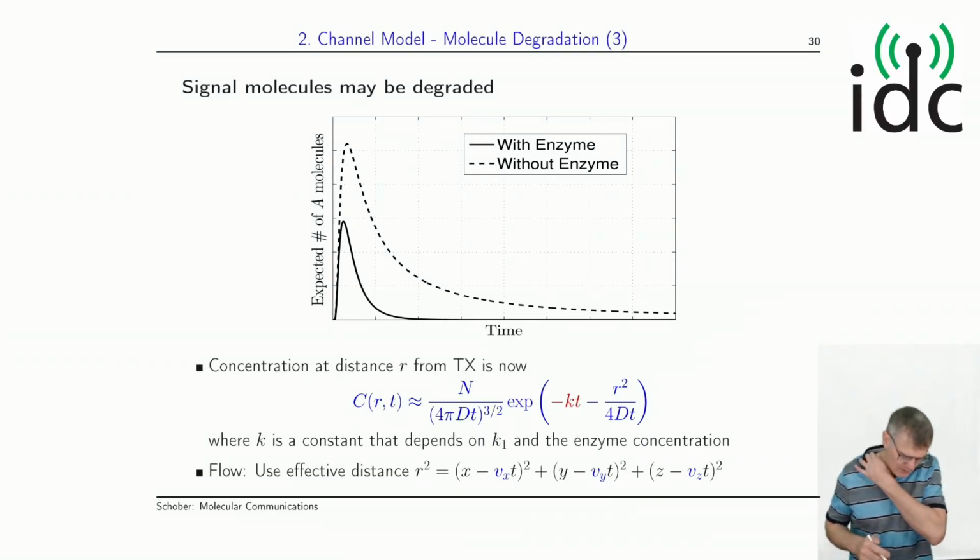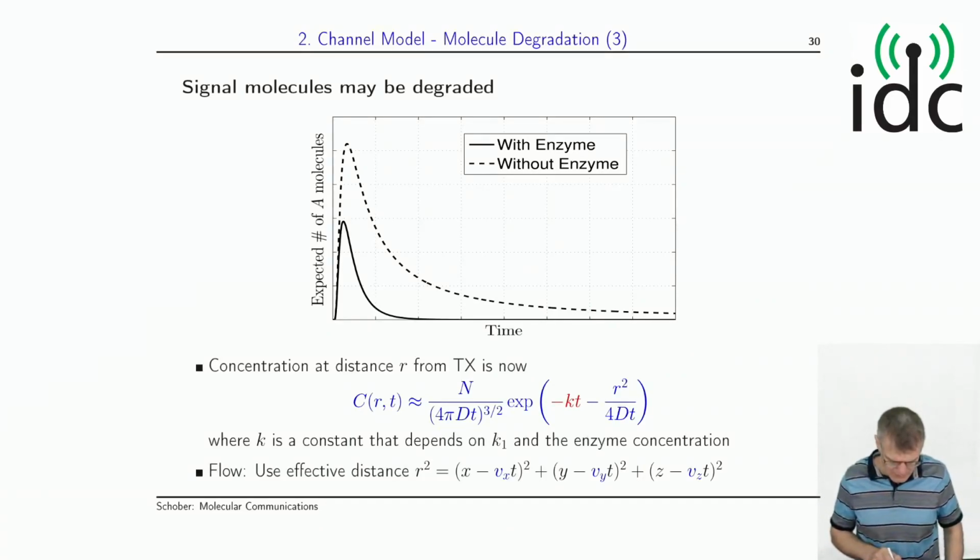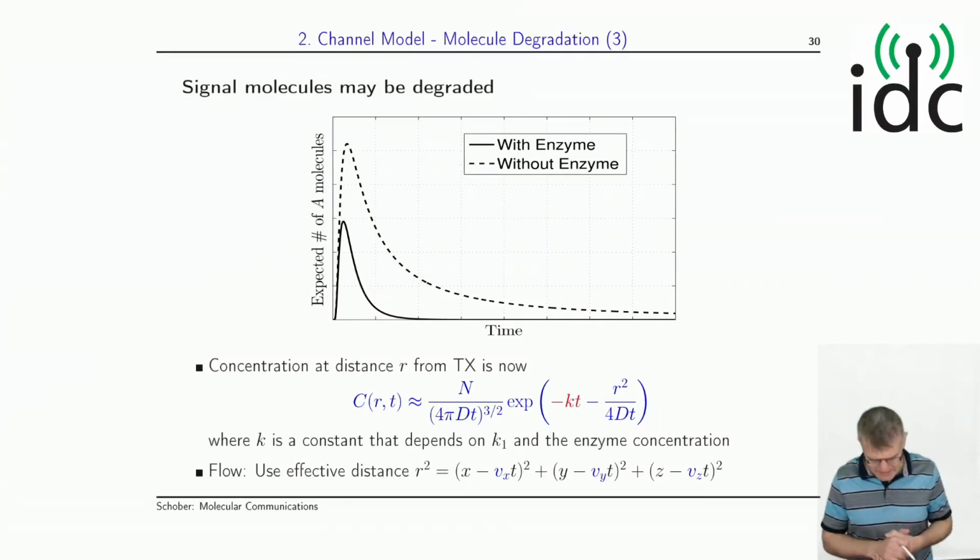And what we found was that the concentration of the signaling molecules can be described in this manner here. This is the same equation that we had before for the unbounded environment. The blue parts that you see in this equation are exactly the same. The only thing that is new is the red part, and this red part is due to the degradation with the enzymes.